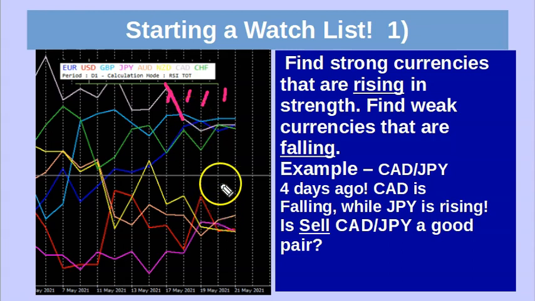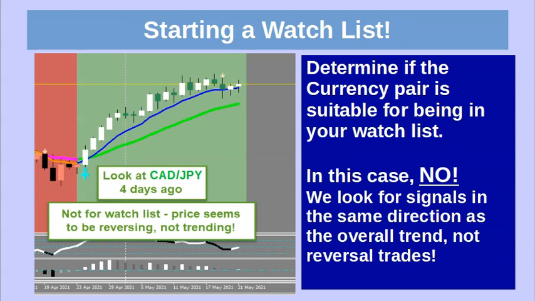That means losing strength. The Japanese yen right here in the pink, you see it's rising. The CAD is falling, and the Japanese yen is getting stronger. And the way the pair is set up, the first name in the pair is the CAD in CADJPY. So we want to basically sell the CAD versus the Japanese yen. And the question is, is this a good pair to trade? And this was from 4 days ago. So we've determined that selling CADJPY might be a good opportunity for a sell trade.